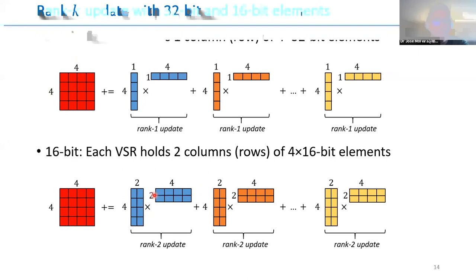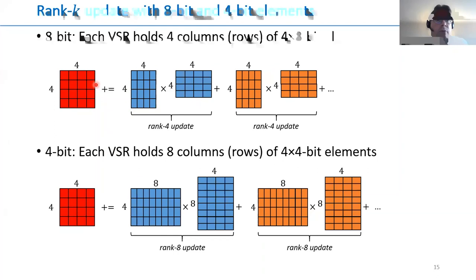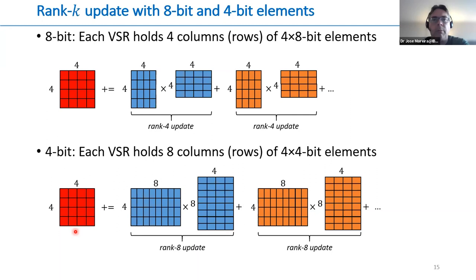If you have 8-bit elements, you have a 4x4 matrix in each vector register. You actually do what is essentially a matrix product of 2 4x4 matrices and update a destination matrix of 4x4. And even if 4 bits, you have a 4x8 matrix and an 8x4 matrix, and you update a 4x4 matrix. So the accumulator is always a 4x4 matrix of 32-bit elements, except for double precision. If it's double precision, then it's a 4x2 matrix. And the input can be vectors or matrices of 32-bit, 16-bit, 8-bit, 4-bit elements, or can be double precision as well.